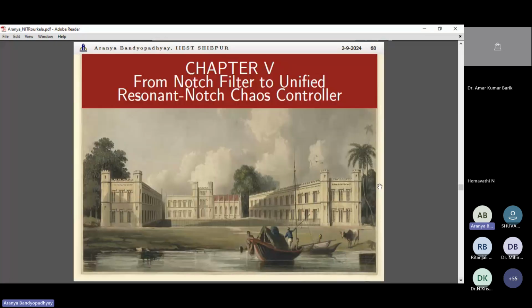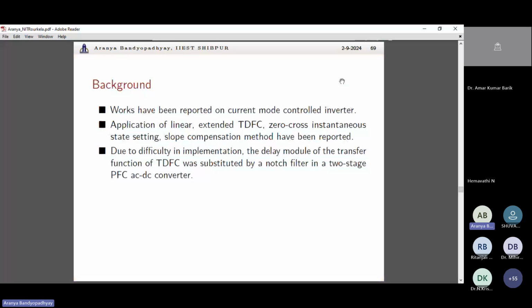Now let us take some direction towards chaos controllers, from notch filter based controller to unified resonant notch chaos controller. That is our first next objective. And the thing is that so far the efforts on chaos control have always been dictated by mathematicians and scientists, who have only taken that kind of system, say the one-dimensional map, which is nothing but a current mode controlled inverter, which is, I would say, a highly impractical system. They have always taken that type of system for their investigation.